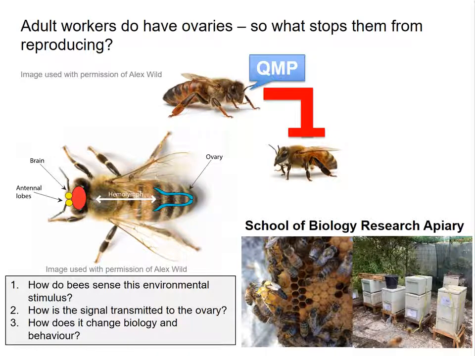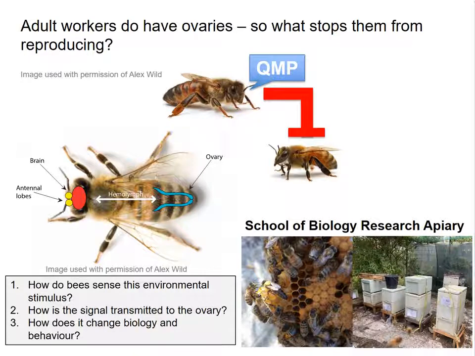So this is the system that I'm using to try and understand gene-environment interactions. And the three questions that I'm trying to answer in my research that I think are really important in terms of understanding how gene-environment interactions happen is, first of all, to understand how the bees actually sense this environmental stimulus. How do they know whether the queen is there or not? So how do they sense that queen pheromone? And we think that the brain and antennae are really important for that.